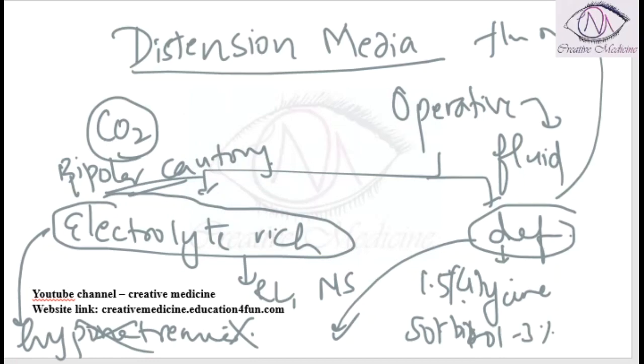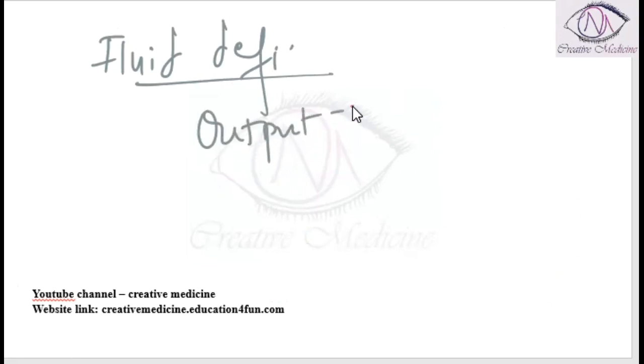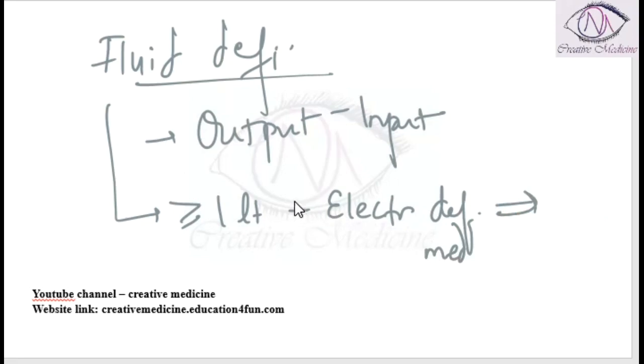Fluid deficit is the difference between the outgoing fluid volume and the ingoing fluid volume. In electrolyte deficient medium, if the fluid deficit is more than or equal to 1 liter, that is, there is more ingoing fluid volume in our body, it has resulted in fluid overload. So we will have to stop the procedure.